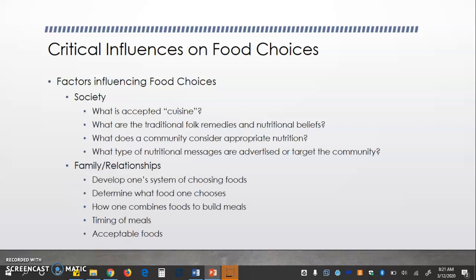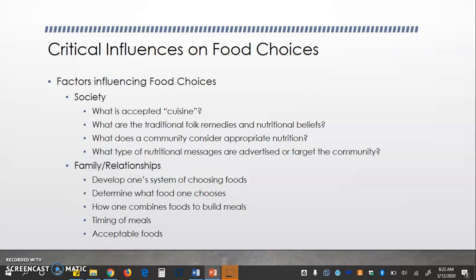Society also plays a big role in our food choices. One of the things it looks at is what is accepted cuisine. In other words, what are the cultural preferences of food and what we eat. I know this quite well in the United States with a melting pot. We have Polish foods, German foods, Italian foods, Chinese food, Japanese food. We've sort of labeled these different cuisines with a certain cultural perspective behind them.